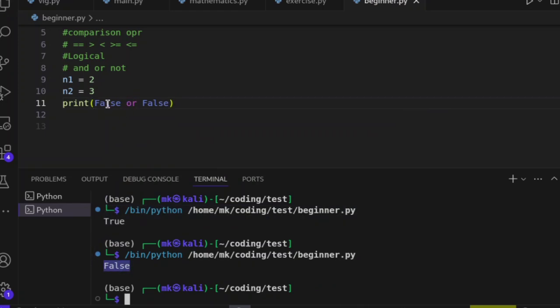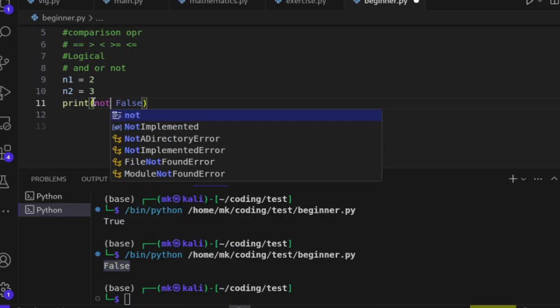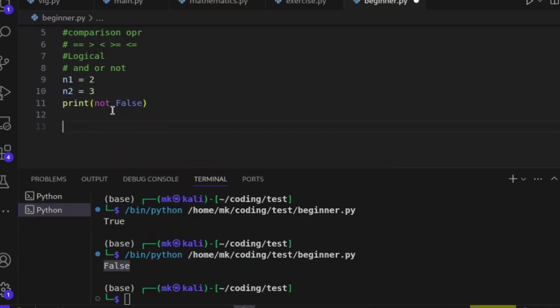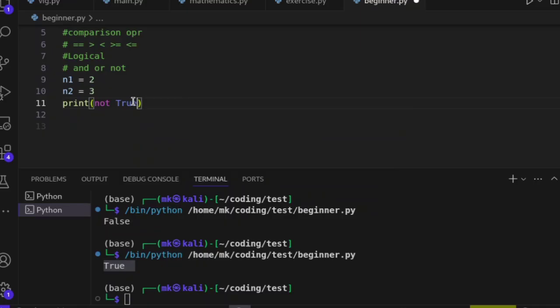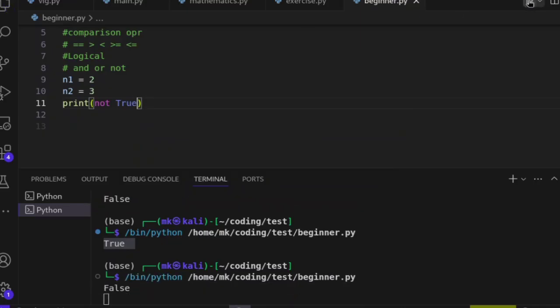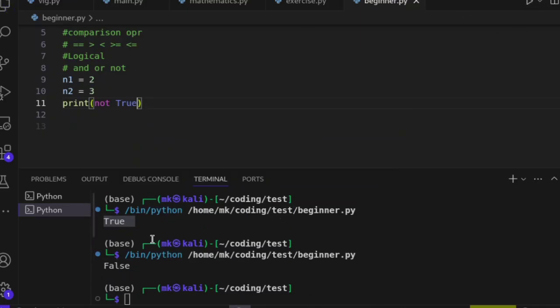Then we have the last but not least, which is the not operator. So the not operator is going to give us the opposite. This one is true and this one is false. So if I say not false, that means true. So not false is true. It's going to be the opposite of what you put. When I put true, it's going to give me false. This is it about logical operators.